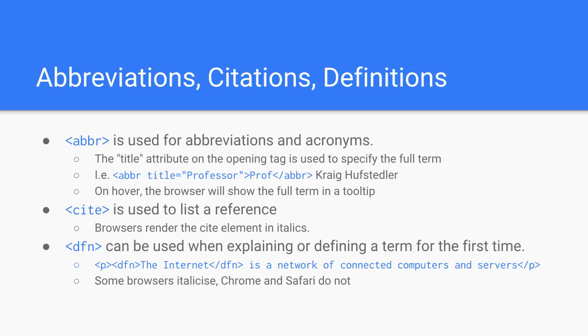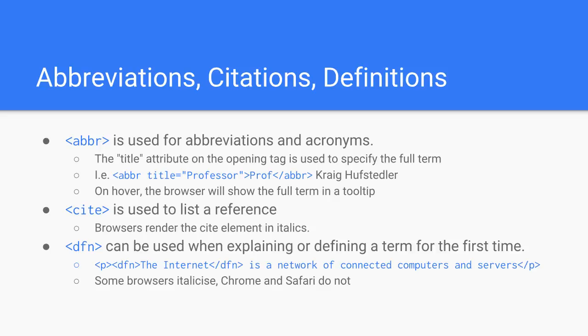Okay, abbreviations and citations and definitions. So ABBR is used for abbreviations. I use block quotes and regular quotes with relative frequency. These I don't use as often, but I want you to at least be familiar with them. So if we want to do an abbreviation, we can indicate that with the ABBR tag. Typically, when you hover over an abbreviation, it'll show the full term in a tooltip, like a pop-up. So if we hovered over the word prof, it would pop up and say professor. I do like to use these if I'm creating a really content-heavy site and I'm using abbreviations. Good idea to use them.